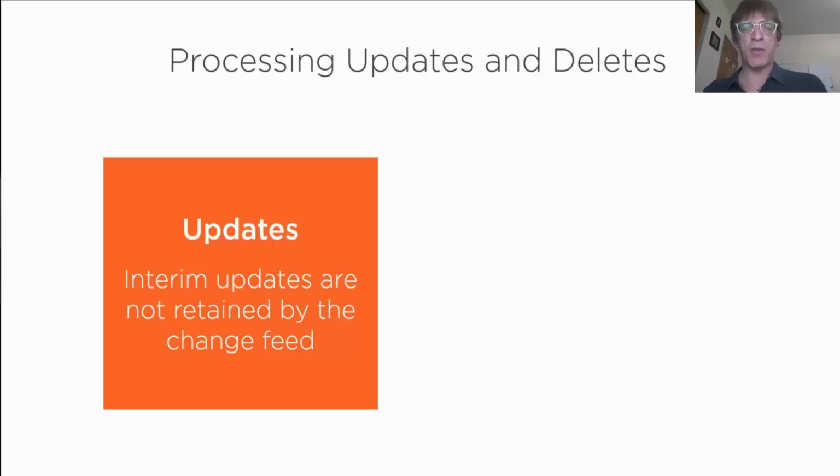And if we ever lose our replica and have to rebuild it from scratch by rewinding the change feed, then again, we'll only need the latest version of any document that might have been updated multiple times. So that's fine. But if you do need those interim updates, that's a capability that will be available soon, but it's not going to impact us here.